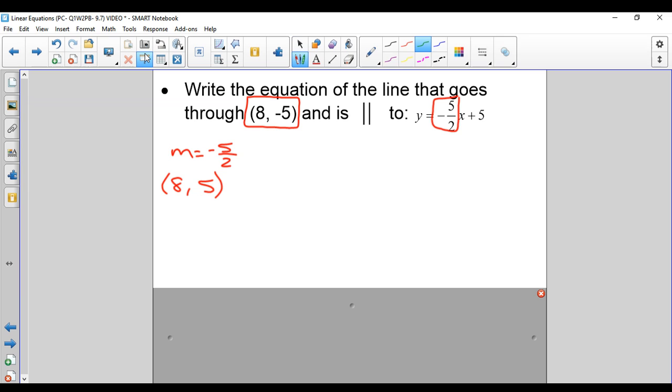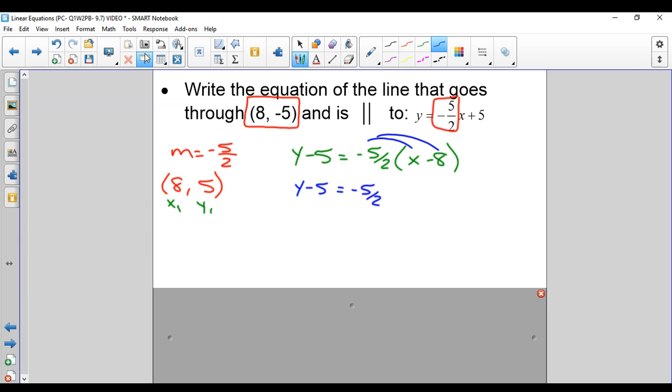So we can go ahead and plug this in. Again, I personally like point slope form, so you'll see me use that a lot. So I'm going to go y minus 5 equals -5/2 times x minus 8. Distribute the -5/2. A little trickier here with this one.